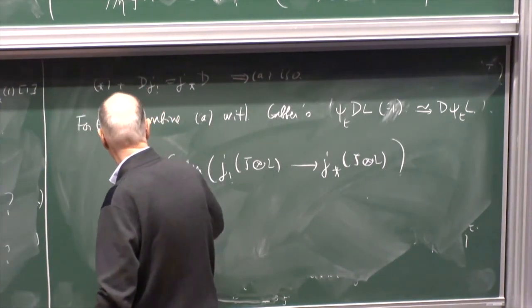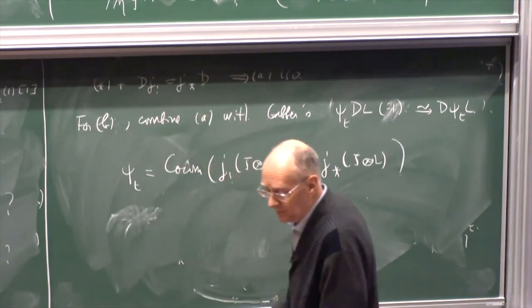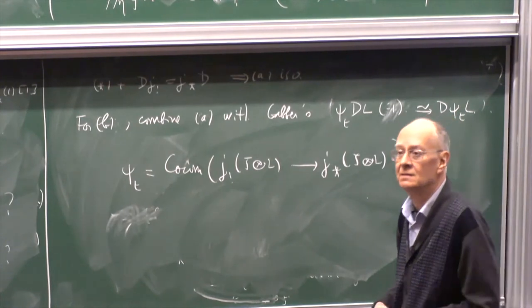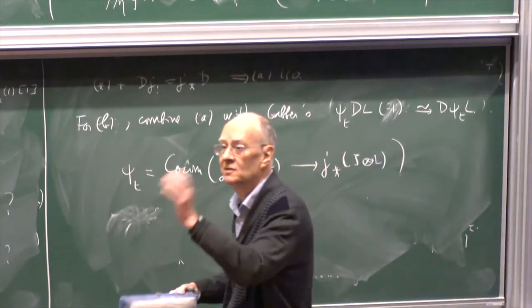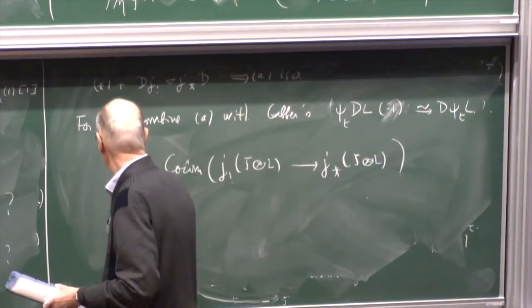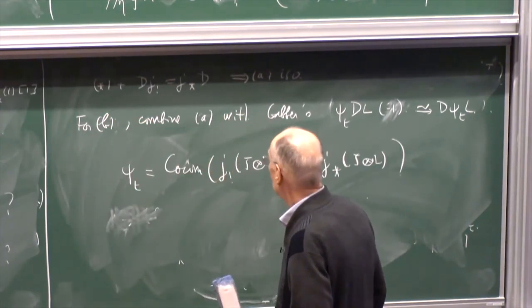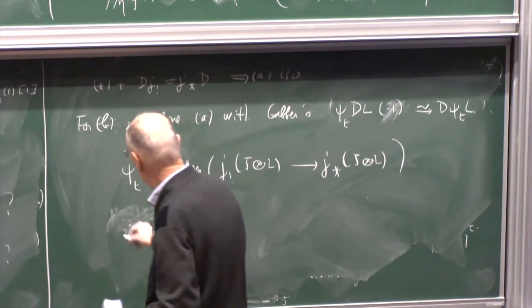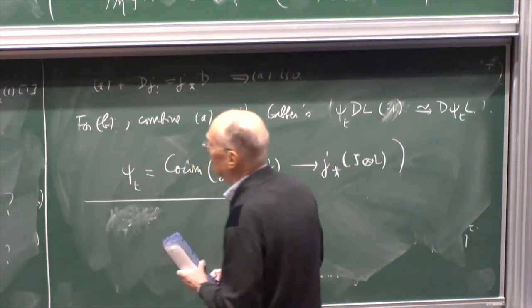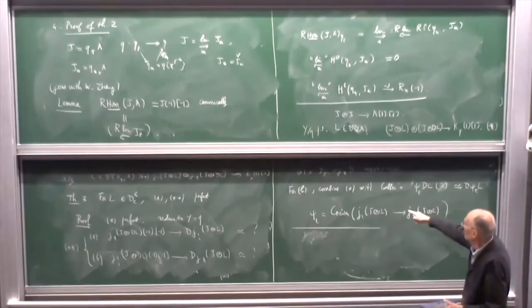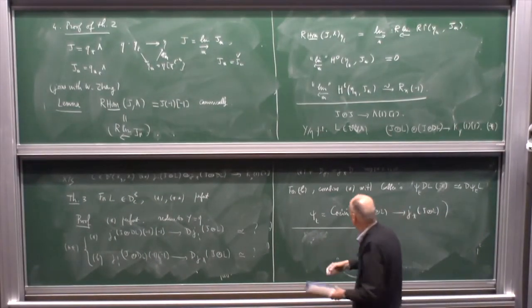We're up to some compatibility. You have to check some compatibility, reduced to a compatibility over eta, actually, when you look at the way the map is defined using trace maps, and then you reduce to eta. But surely you have to check this compatibility. So this finishes the proof of theorem 3.